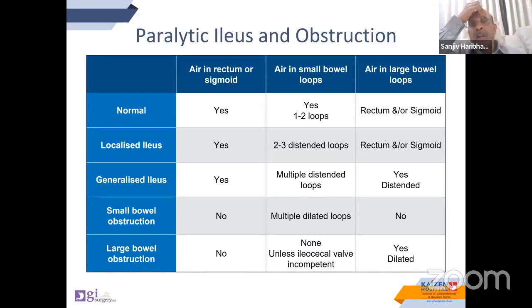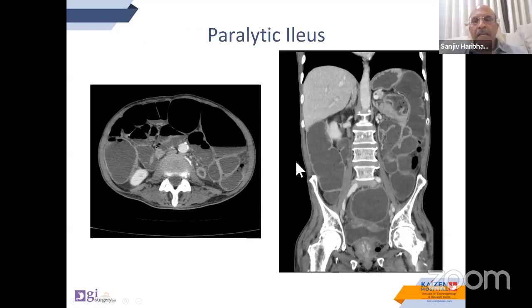Differentiating paralytic ileus and obstruction may not be very difficult on a CT. Air in the rectum and sigmoid is absent in a small bowel or a large bowel obstruction, whereas it is present in ileus. And generally, we can differentiate. I'll show you the images, the pictures. Here you can see that in paralytic ileus, not just the small bowel, but even the large bowel is dilated right till the end to the rectum.